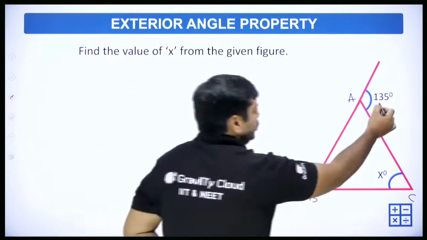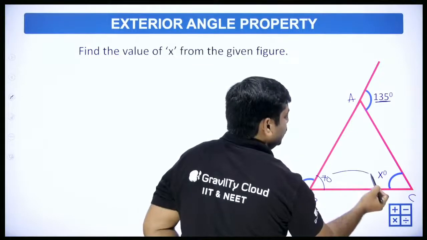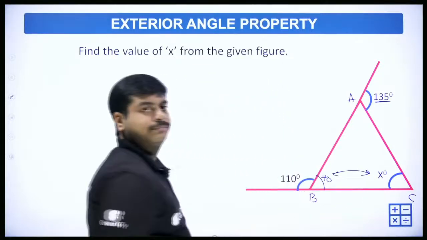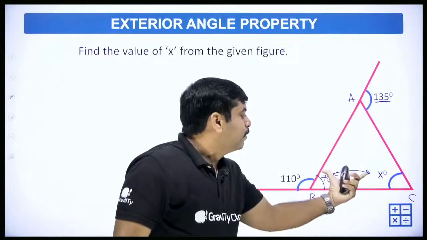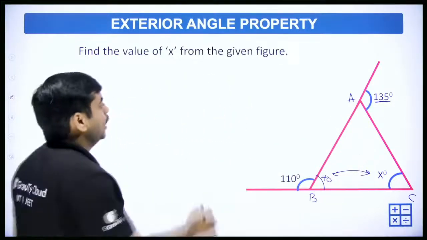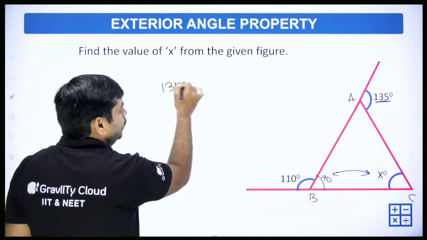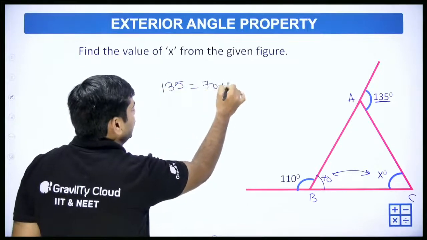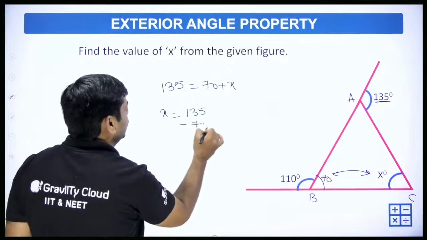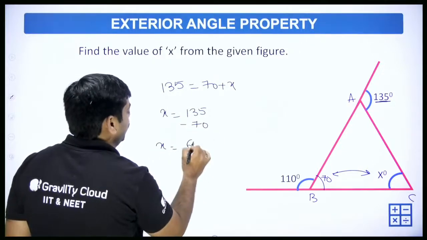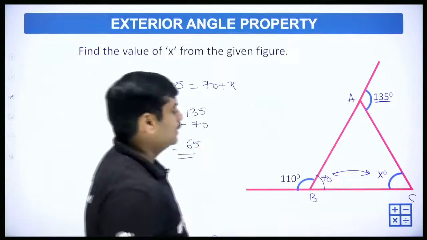And this exterior angle 135 should be equal to the sum of these two. Simple, it's done. So 135 should be equal to 70 plus x. So x is equal to 135 minus 70, which is 65. The value of x is 65.